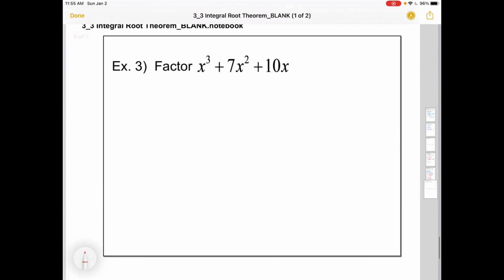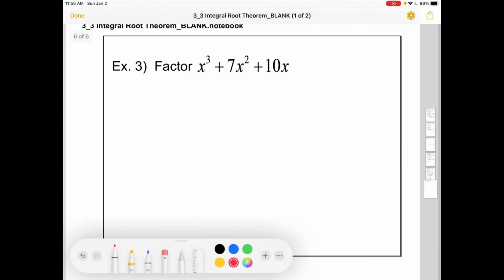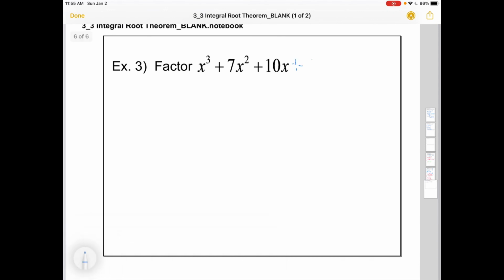Okay, here's a sneaky one. I'll give you a second to think about it. What sometimes will happen is people will put a plus 0 here, and that's fine. The problem is that 0 has infinitely many factors. 0 times 1 makes 0, 0 times 2 makes 0, 0 times 3 makes 0, 0 times negative a million makes 0. That's not helpful.